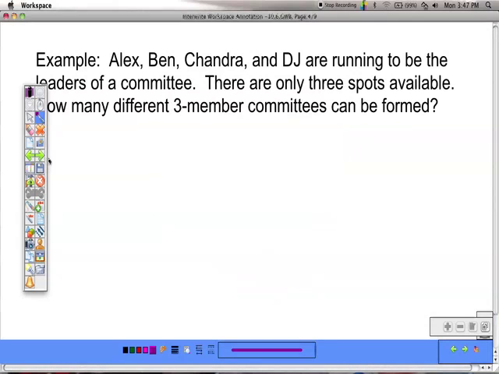Let's do an example. Let's say Alex, Ben, Chandra, and DJ are running to be the leaders of a committee. There are only 3 spots available. How many different 3-member committees can be formed? So here it doesn't matter what order you choose the 3 people. They're all working together. There's not a president and a vice president or so on. They're all on the same level. So here order doesn't matter. It's a combination. So we could make a list or a diagram.